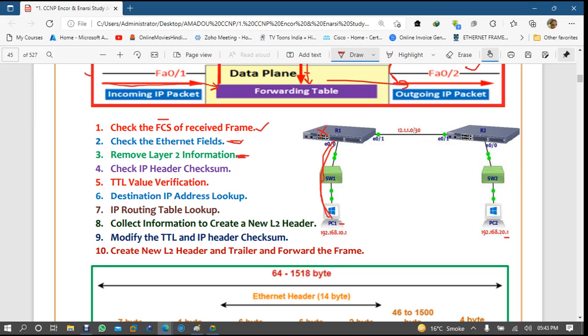Once he removes the layer 2 information from the packet, then he will check the IP header checksum. Then he will check whether there is any problem in the IP header also, because there is the frame header and the IP header. After he checks that and finds no error, he will move on to TTL value verification. TTL means time to live.